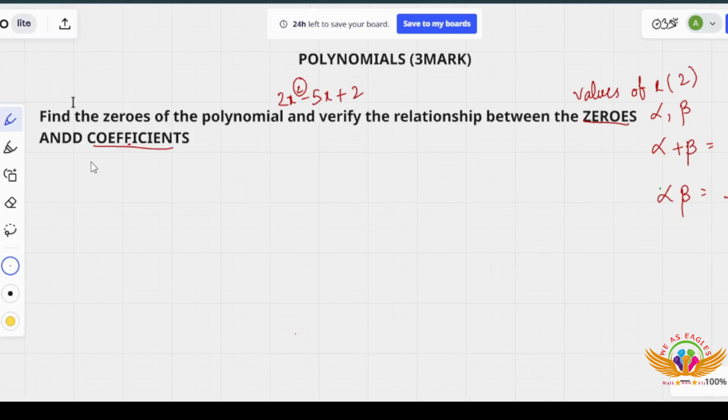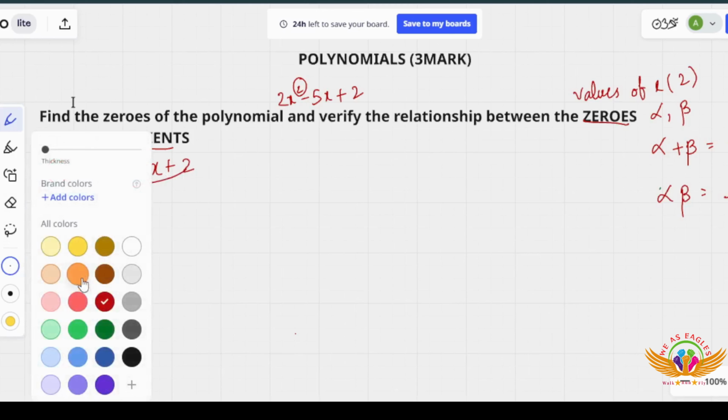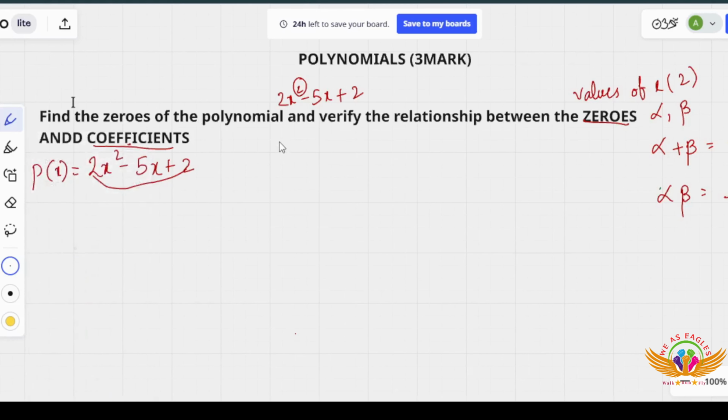Come on, let us do that. 2x square minus 5x plus 2 is our given polynomial. Okay, and these are polynomial. Now come on. First multiply 2 into 2. That is equal to 4.